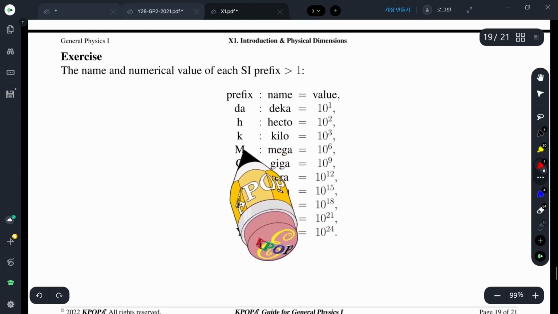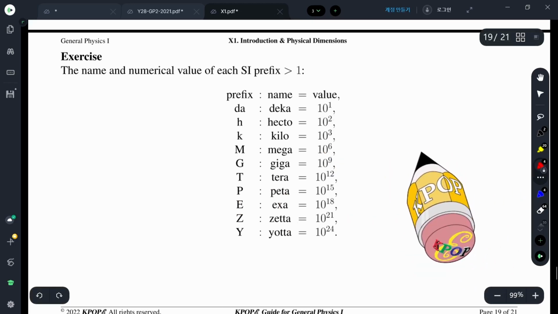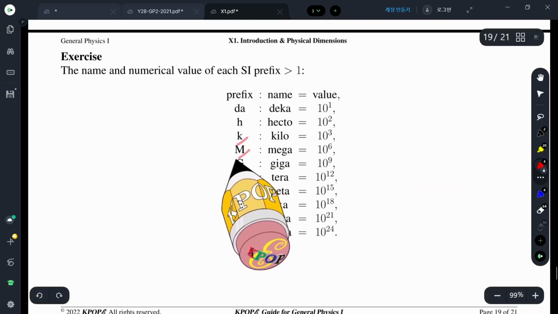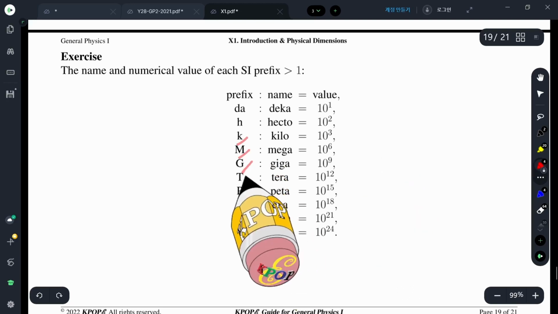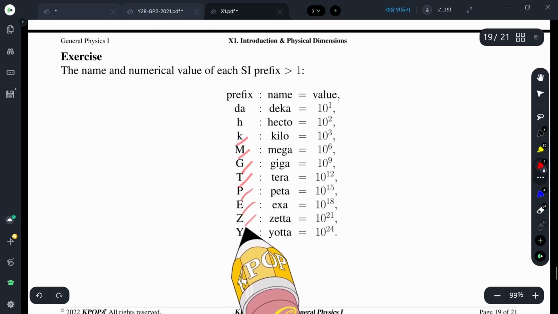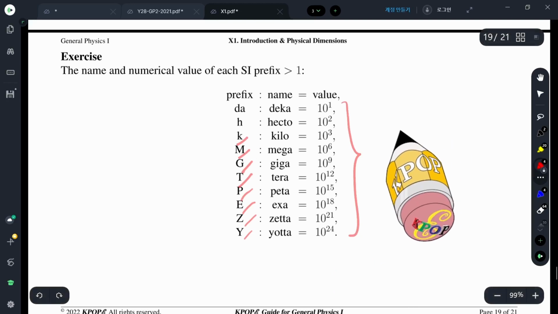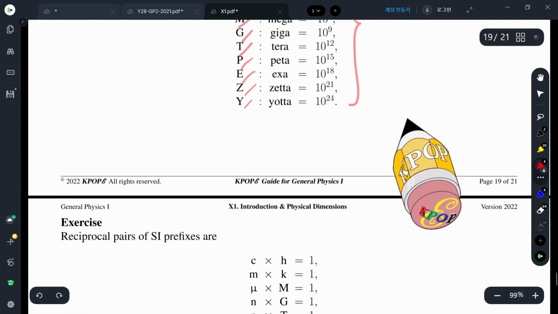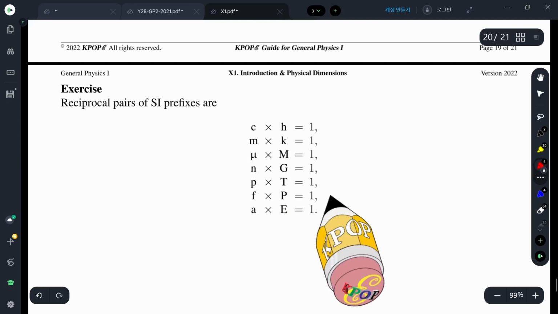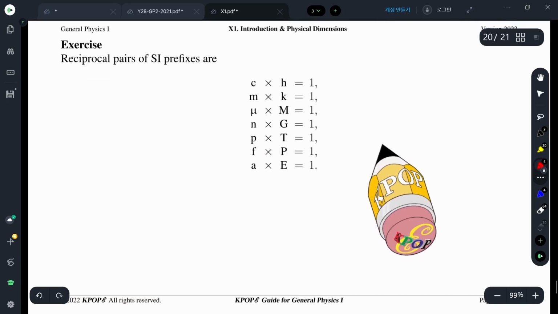Deca, hecto, hectopascal. When you measure the pressure or the strength of a typhoon, you use hectopascal. Kilo, kilogram, mega, megahertz, gigabyte. Now they use terabyte or petabyte hard disks. Exa, zetta, yotta. All those numbers should be memorized. These pairs are reciprocal, so if they multiply, then it will produce unity.